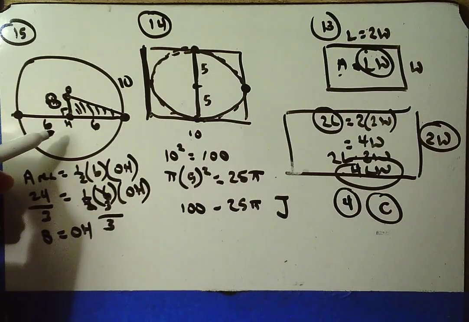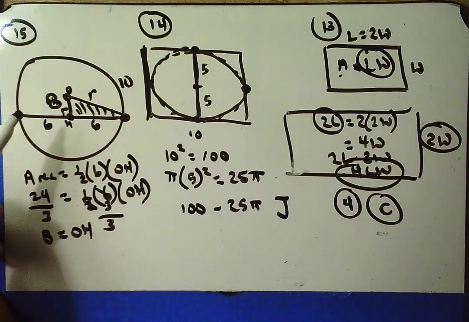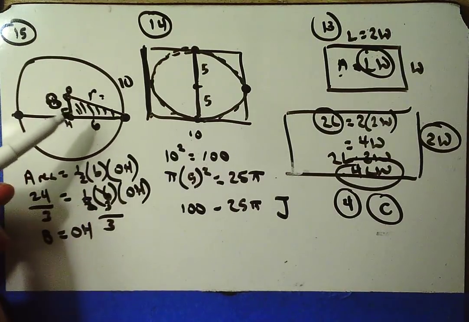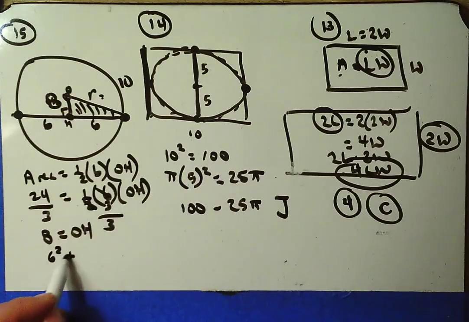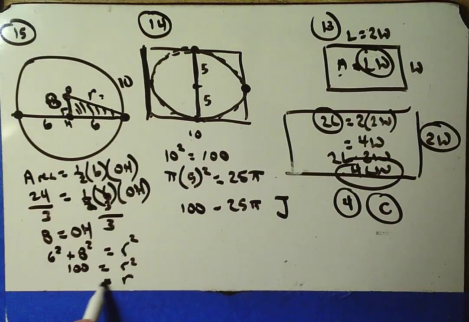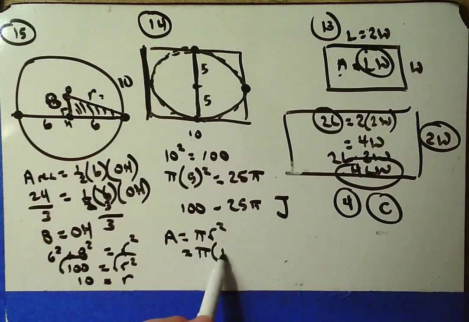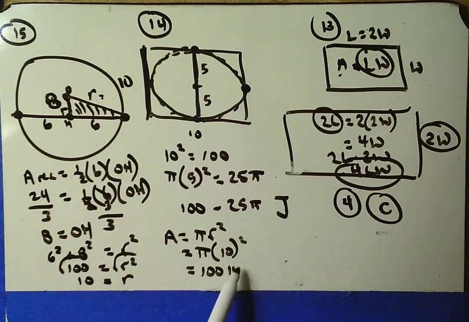Now, what do they ask me in this problem? What is the area of the circle? Well, in order to find the area of the circle, I need the radius, and that's this side here. It would be really great if I recognized that 6, 8, 10 was a Pythagorean triple, but if I don't, I can always do 6 squared plus 8 squared equals radius squared. I'll get 100 is radius squared, and so the radius, when I take the square root of both sides, is 10. The area of the circle is pi r squared, so pi times 10 squared, or 100 pi. And 100 pi corresponds to choice E. Choice E for number 15.